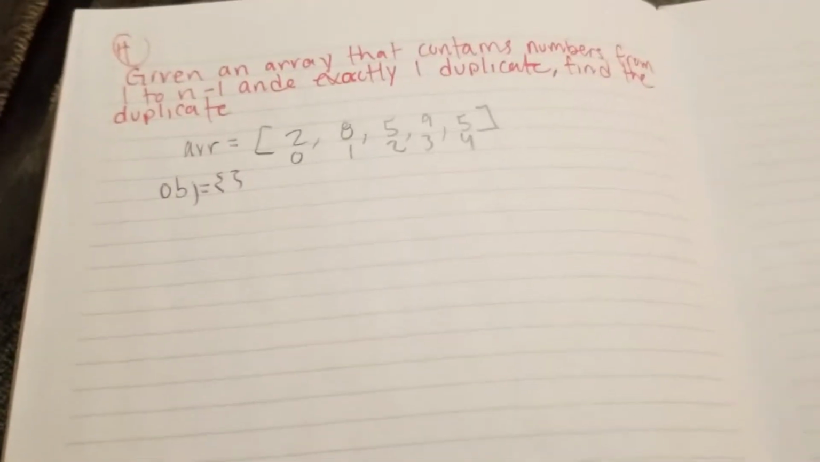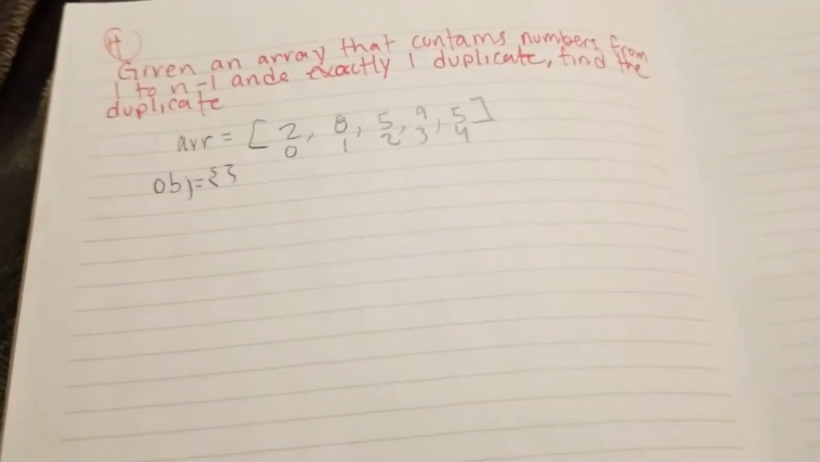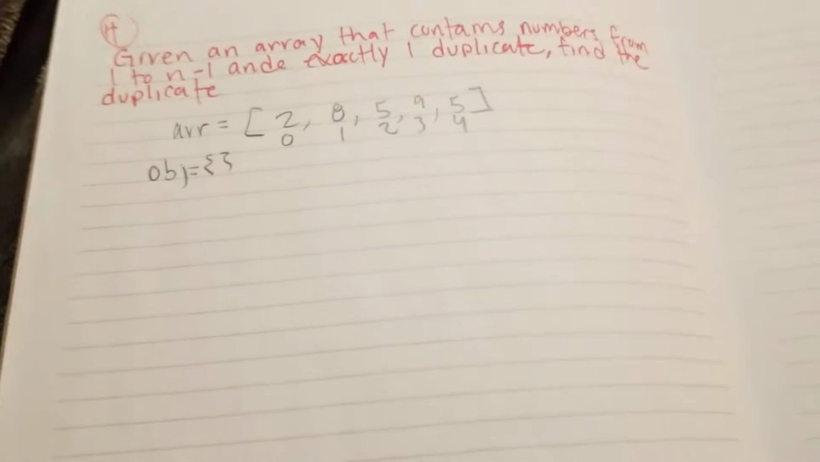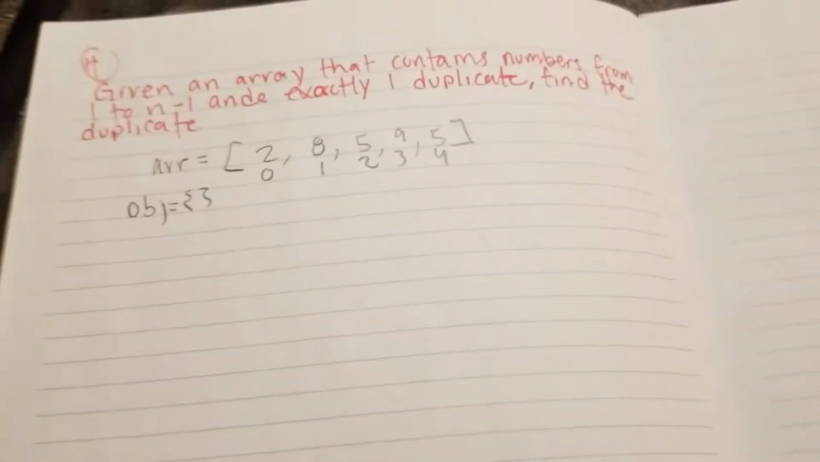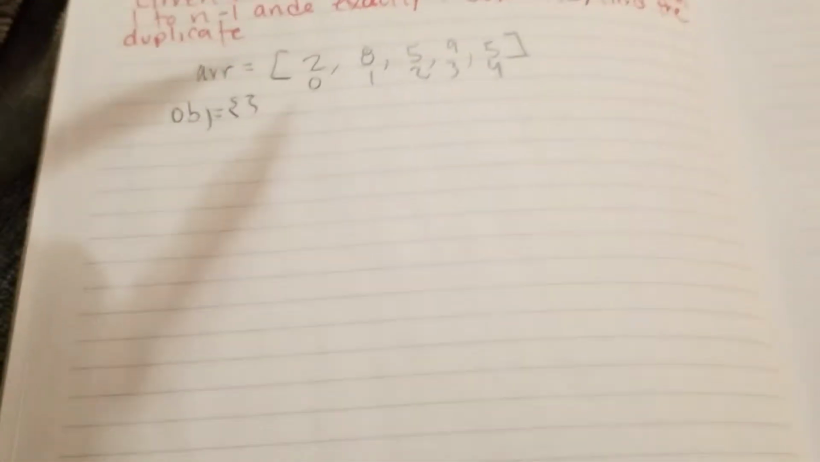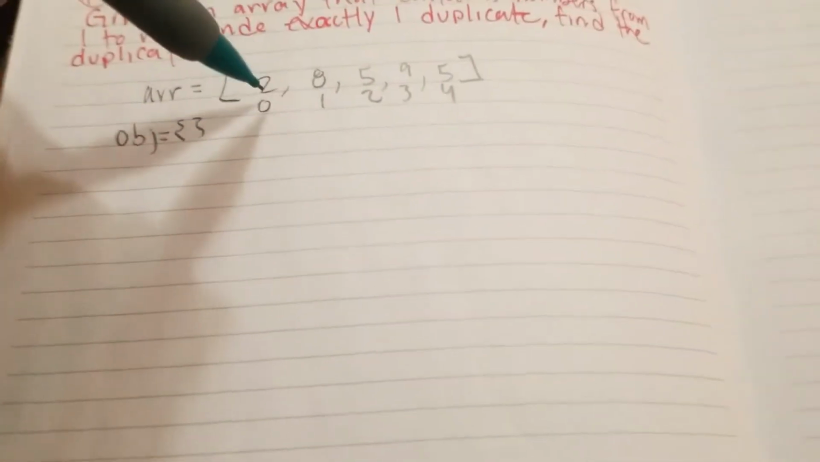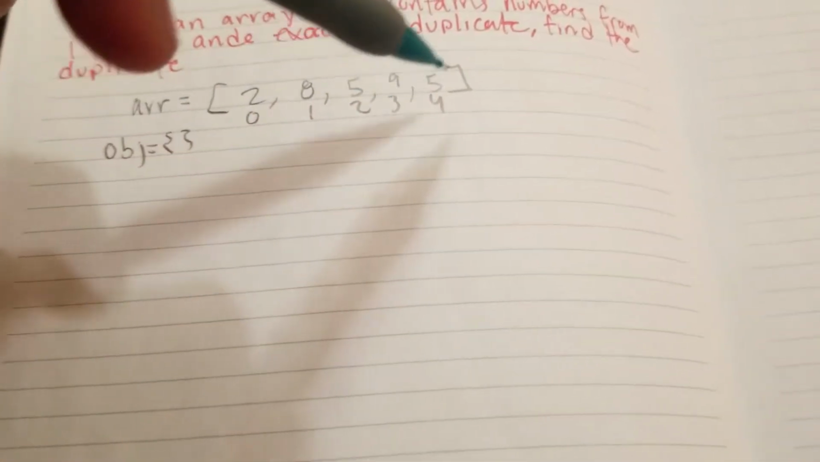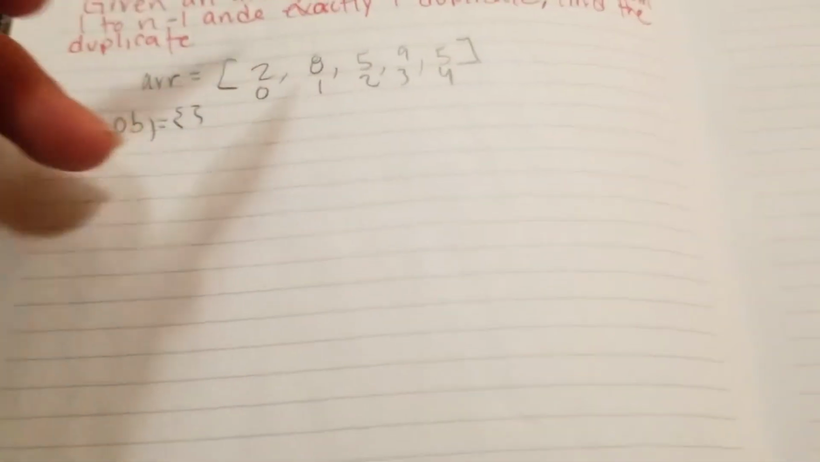To be solving problem 4: given an array that contains numbers from 1 to n minus 1 and exactly one duplicate, find the duplicate. Here we have an array from index 0 to 4, where 5 would be the duplicate.